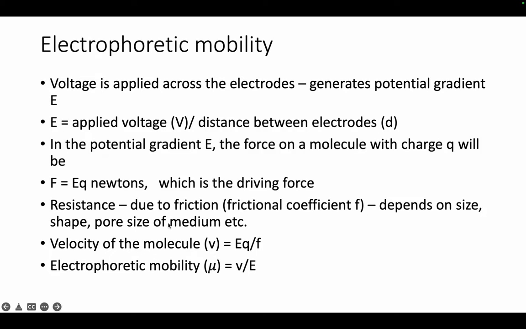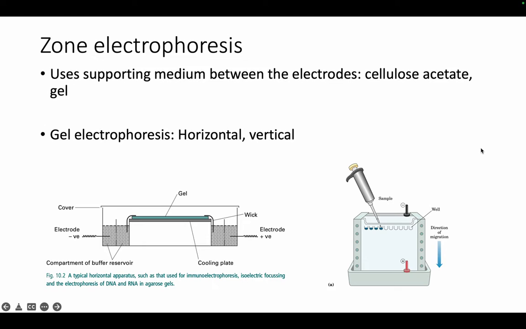Now it will also face some resistance, and this resistance will depend on the size and the shape of the particles, or the pore size of the medium, and so on. So not all particles will move in the same way in the presence of this electric field. So we can define a term called electrophoretic mobility, which is basically how fast it can move in the field. And that is defined as the velocity of the molecule divided by the potential gradient. This electrophoretic mobility is what we'll refer to time and again in this course.